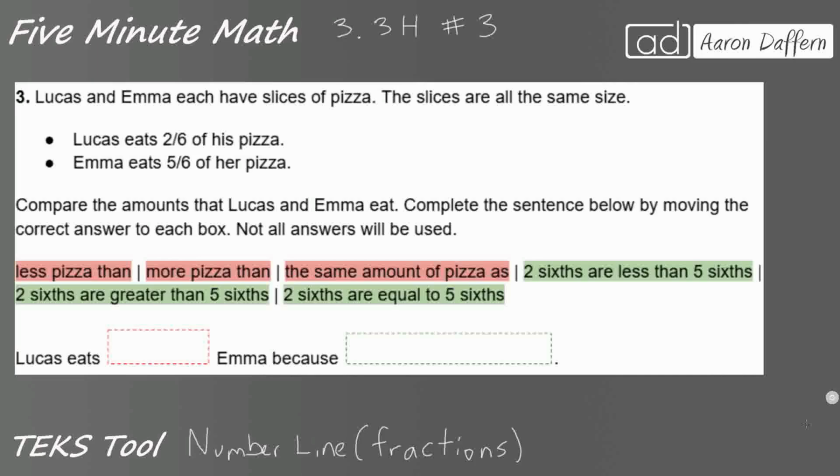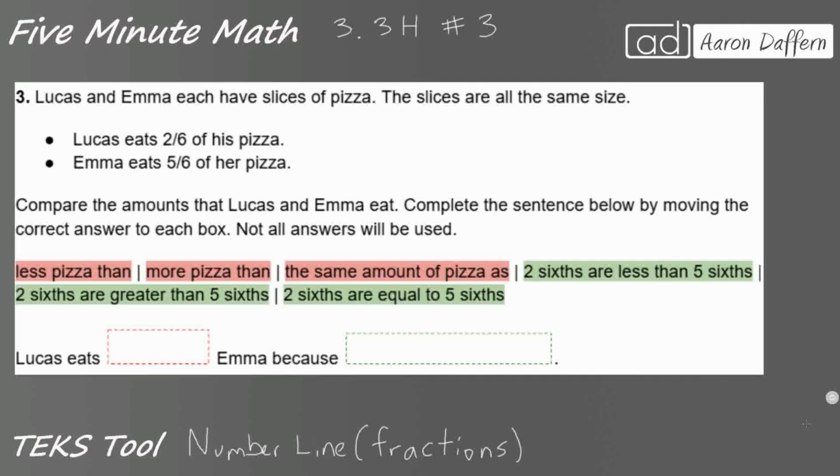Today we are looking at the TEKS tool number line, specifically working with fractions. We have a problem related to TEKS 3.3h, and we'll solve it in 5 minutes or less. If you haven't done so already, please go ahead and take a moment to pause the video, work this problem out on your own, unpause it, and we will look at our answers together.